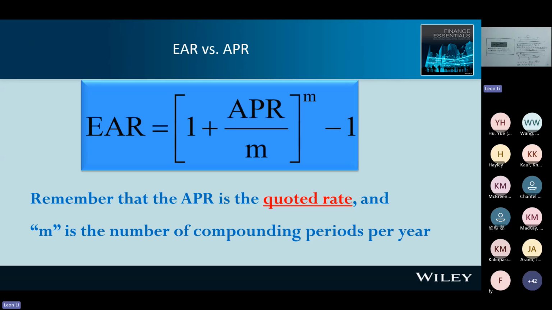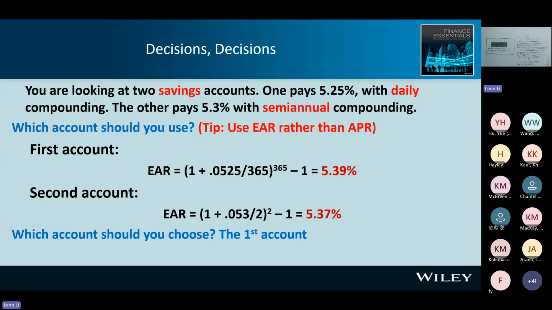All right. So next slide. This is our example. You are looking at 2 saving accounts. One pays 5.25% with daily compounding. The other pays 5.3% with semi-annual compounding. Which account should you use? I highlight a few keywords. Saving. So you are the saver. For you, the rate is return, and we know we should choose the higher return. So 5.25% versus 5.3%.